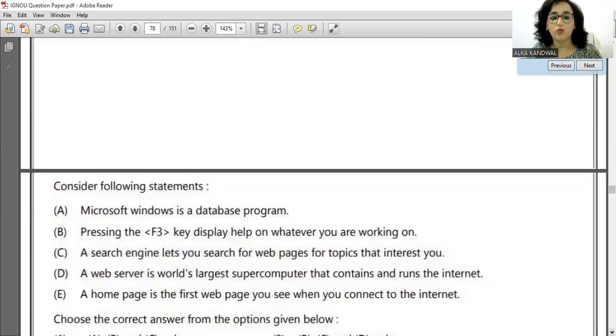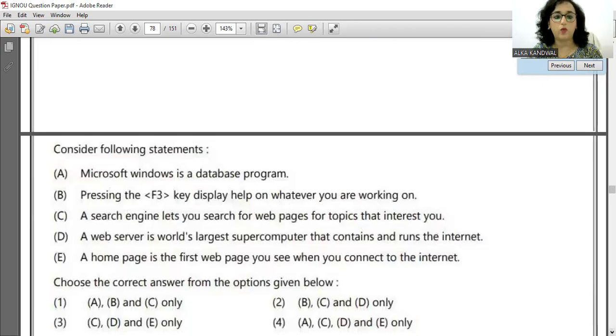अब इसमें ये question बहुत आए थे कि choose the correct one. This type of question I observed a lot of questions from this type. Microsoft Windows is a database program. No, it is not a database program. Pressing the F3 key displays the help on whatever you are. No, that is also incorrect. A search engine lets you search for web pages for topic. Yes, that is the correct one.